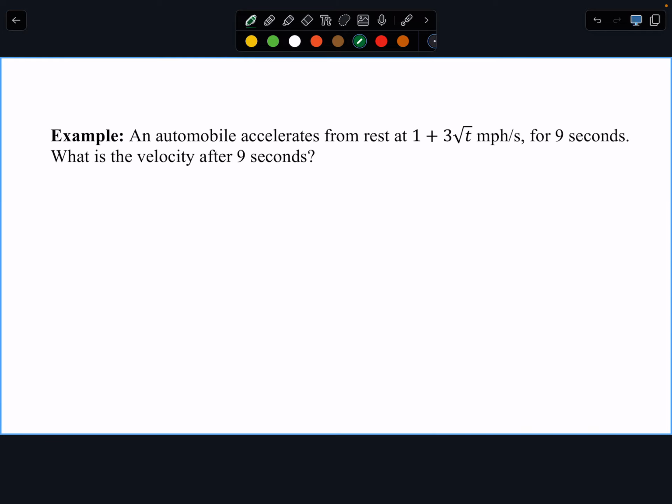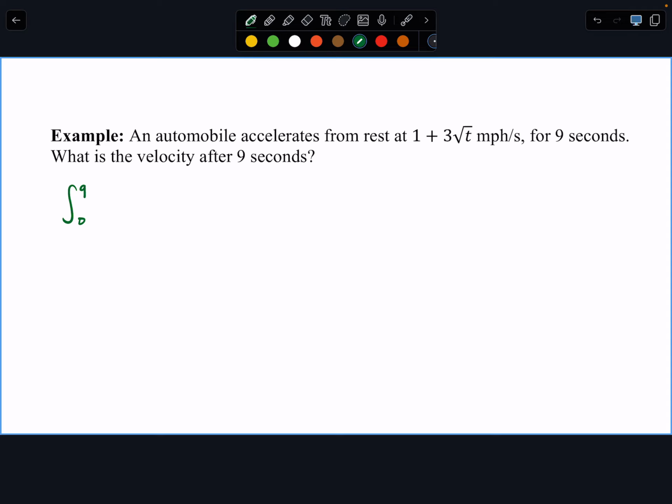An automobile accelerates from rest at 1 plus 3 root t miles per hour per second for 9 seconds. What is the velocity after 9 seconds? Notice though, we are given that it accelerates from rest. Well, at rest, what's the velocity? 0. Okay, so we can just think about integrating from 0 to 9 because we know that the velocity was 0 at t equals 0.